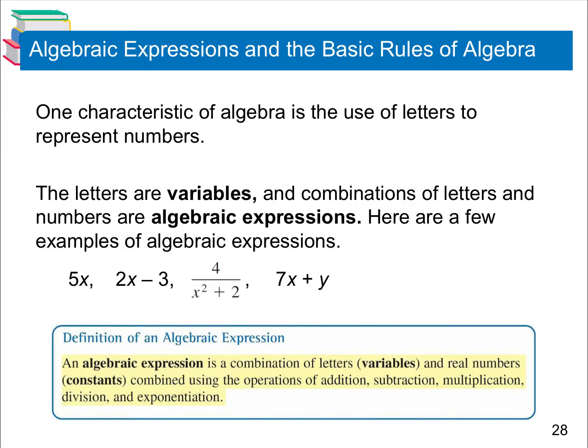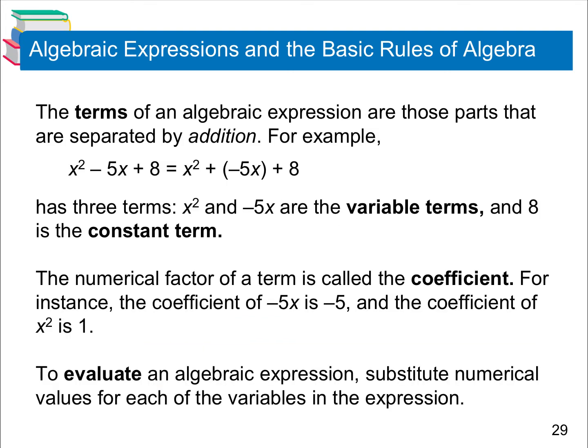For our next section, we're going to look at algebraic expressions and your basic rules of algebra. You have different types of terms when you're working with these algebraic expressions. The reason why they're called algebraic expressions is because you have letters involved in this now. So those letters are your variable. In this case, you have x squared minus 5x plus 8. That x squared is a term. The negative 5x is a term. The 8 is a term.